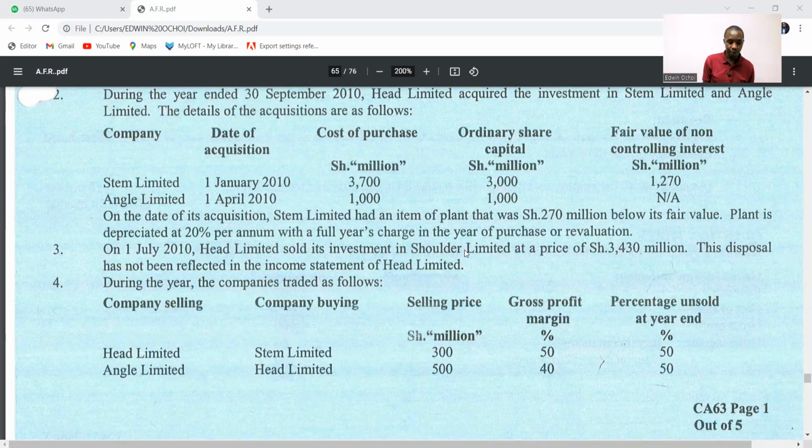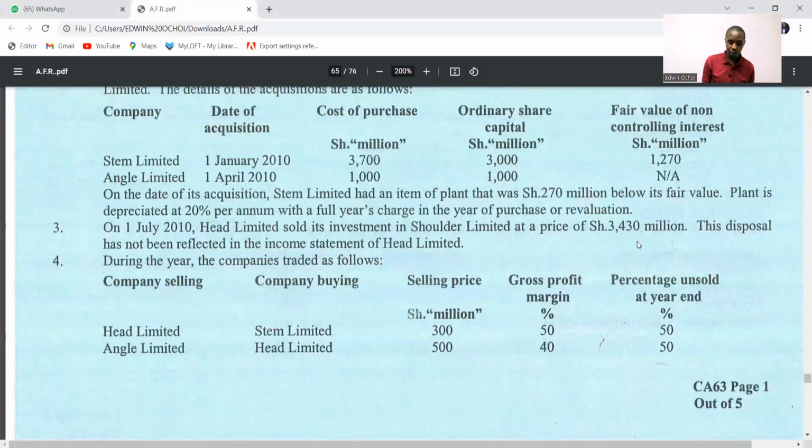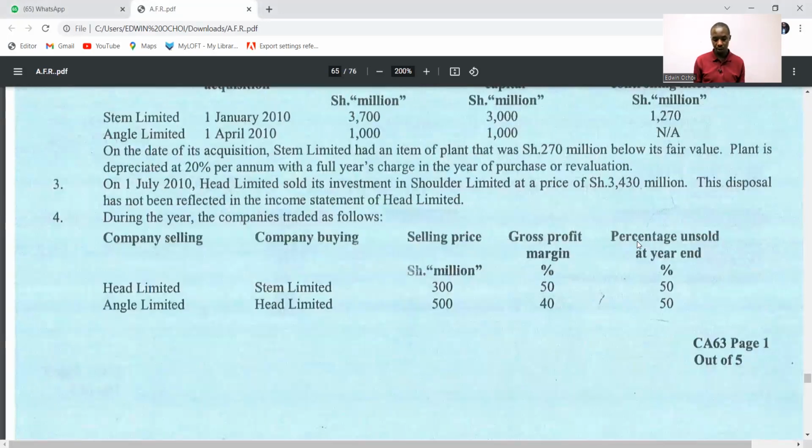Number 3, on 1st July 2010, Head sold its investment in Shoulder at a price of 3,430. This disposal has not been reflected in the income statement of Head Limited. Number 4, during the year, the companies traded as follows. We have selling company, buying company, selling price, gross profit margin percentage, and sold at the year end.